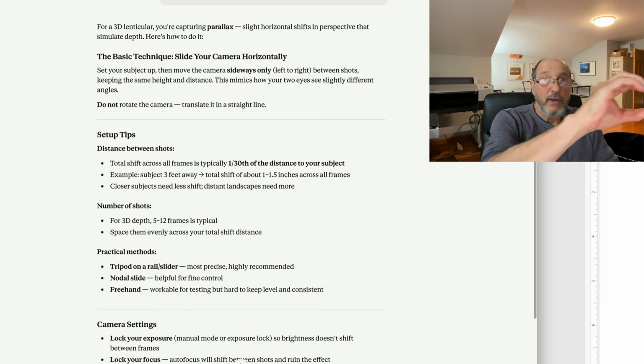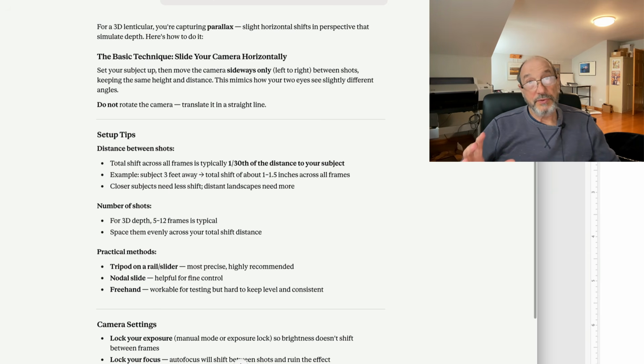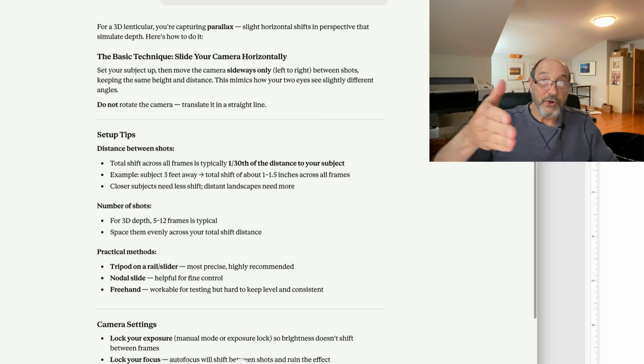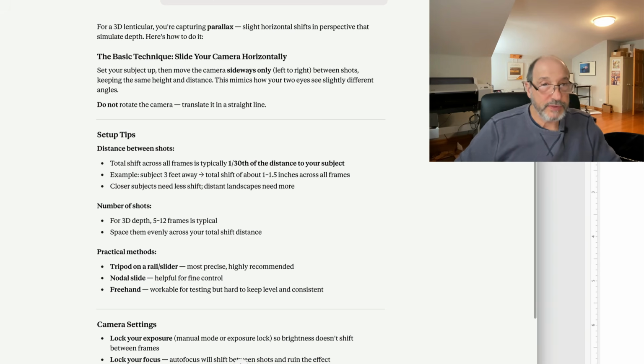Move your camera horizontally as you advance. There are opportunities to modify that a little bit. As you move the camera, you could toe it in towards your subject, or you could actually orbit the camera around a subject. But for a beginner, I like the idea: translate it in a straight line.